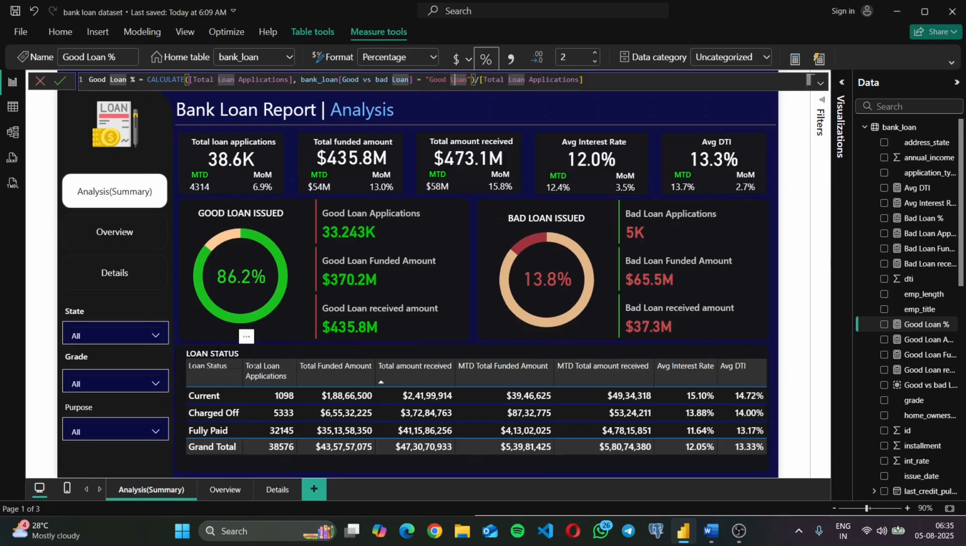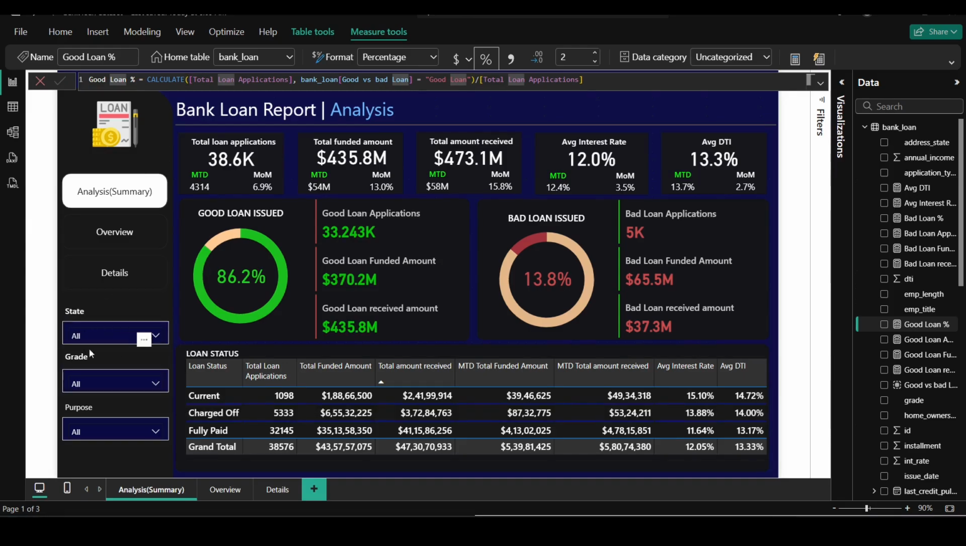Then I also included a loan status table wherein it shows the particular loan status, that is current loan, charged off loan, fully paid loan, and with respect to that their total loan applications. So in our dataset almost 80 to 90% of loan applications are fully paid, that is 32,000 out of 38,000.